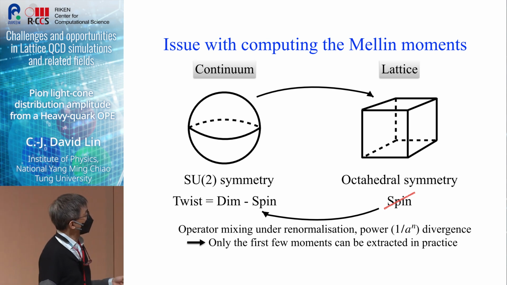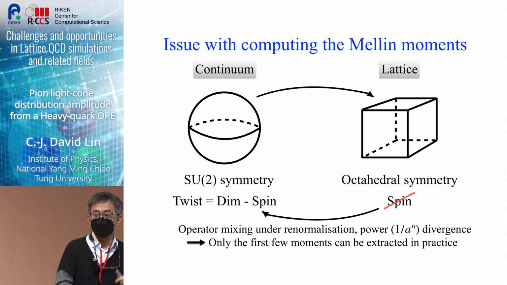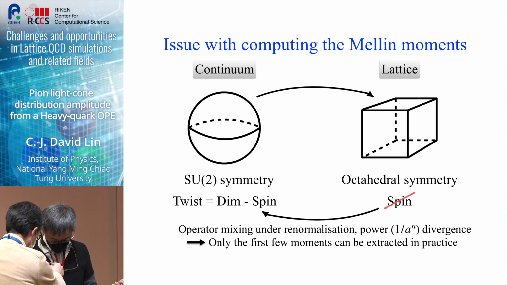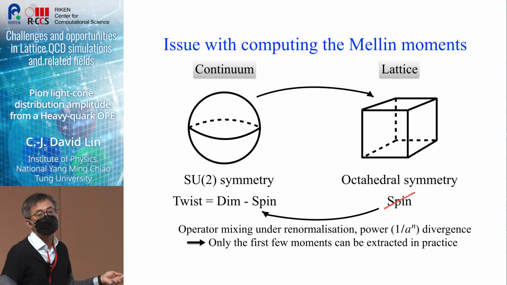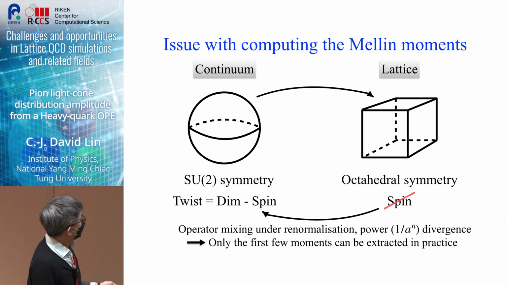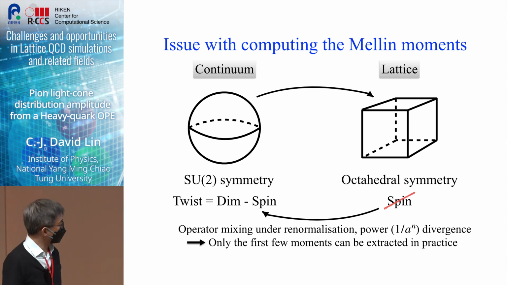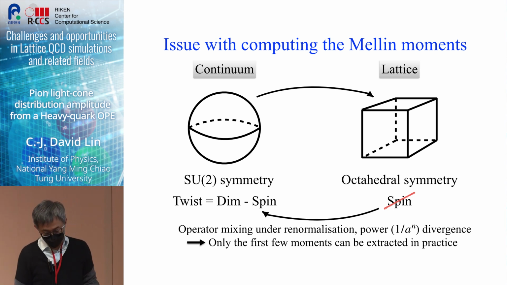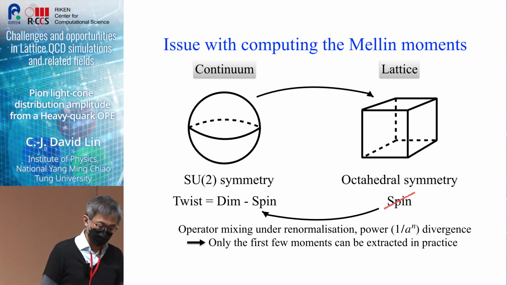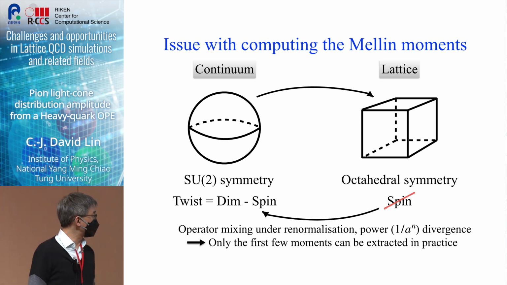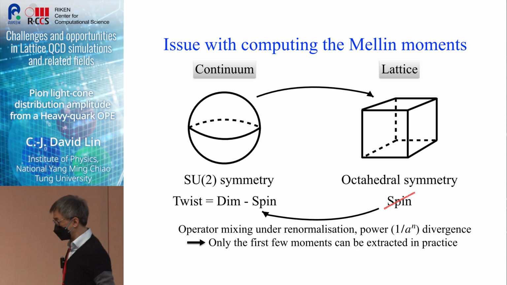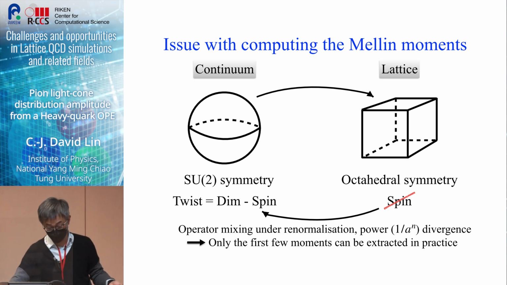And what's even worse is that higher dimensional operators will start mixing with lower dimensional operators. Because of this difficulty, lattice calculations through this conventional method were restricted to extracting only the first few moments for Pion physics. In Pion distribution functions, it often only takes you to the third moment. And for the Lycon distributions, often you can only get the second moment, which is the first non-trivial Mealy moment that you want.